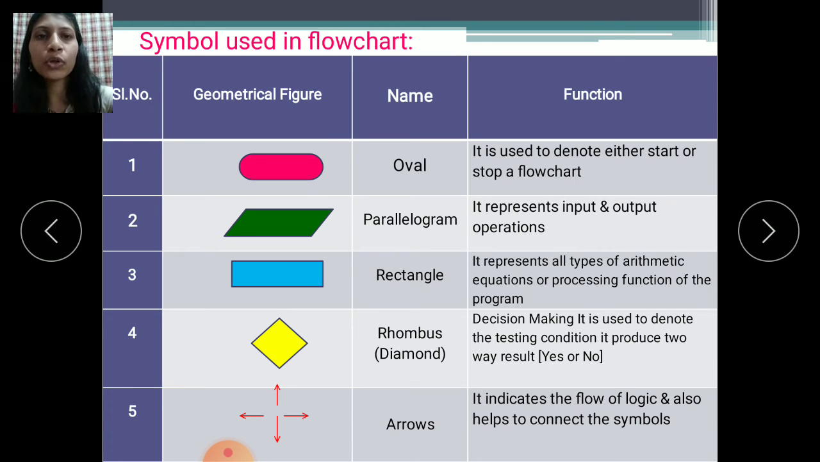If you want to attach two symbols, you use an arrow. It shows that after this step, the next step will execute. After this condition is executed, this step will be executed. It shows the flow of logic, meaning how it will work step by step. So we use arrows to show the flow of logic, and they help to connect the two geometrical figures.